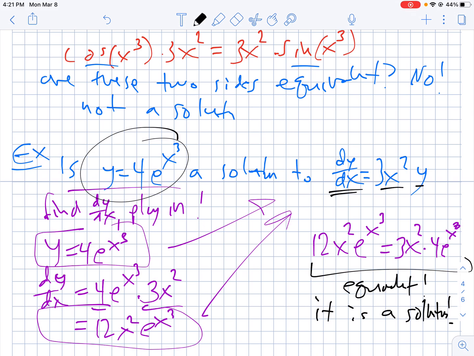So I think the next thing you might wonder is, how did you get this solution? Where did you get the y equals 4e to the x cubed from? Did you just guess? Of course, the answer to that is no. In the next video, I will show you how to find that solution. Stay tuned.